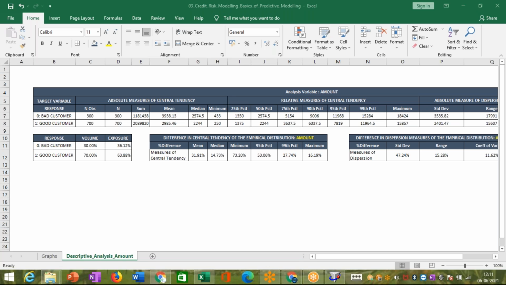Right. So in that case, you just look into the 95th percentile, the 99th percentile, and do an imputation. Now the question is, can you use an average to do an imputation?